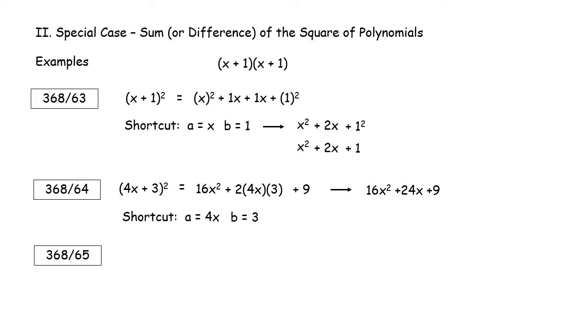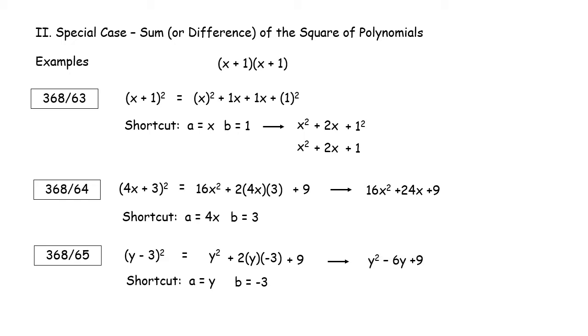Problem 65. y minus 3 squared is equal to, our shortcut says a is y, so we'll square y, and b is negative 3. When we square negative 3, we will get a positive 9. The middle term is really 2 times y times negative 3. And rearranged and simplified, we will get y squared minus 6y plus 9.